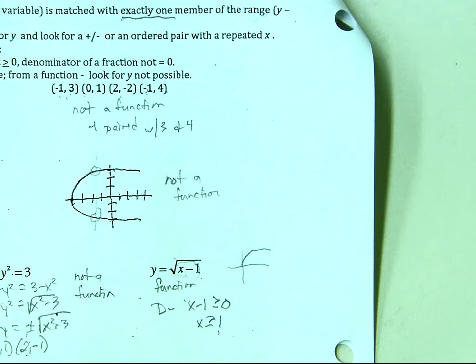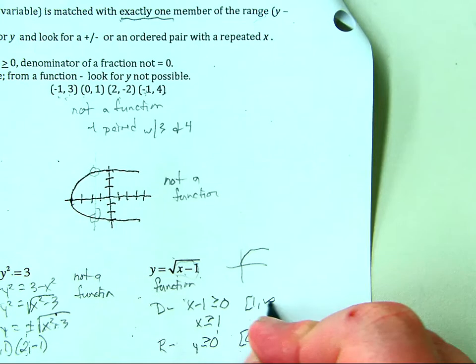For the range, here, if we take the square root of this, our answer can never be negative. So here, that's our range. If it can never be negative, it never goes below the x-axis. So our range is y is greater than or equal to 0. Or again, this could be 0 to infinity. This could be 1 to infinity if you did it in interval form. So that's how you tell if it's a function or not. That's 3 ways to tell.